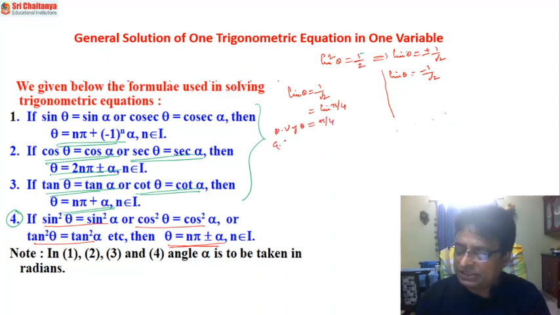So my PV of theta, the principal value, is equal to pi by 4. Therefore, my GS of theta, my general solution of theta, is equal to n pi plus minus 1 whole power n into pi by 4, where n belongs to I. Substitute n is equal to 0, 1, 2, 3. If I substitute 0, what is my answer? Pi by 4. If n is equal to 1, pi minus pi by 4, which means 3 pi by 4.